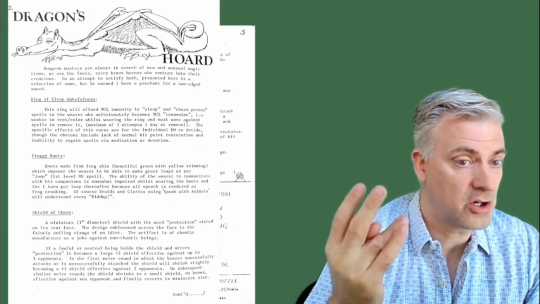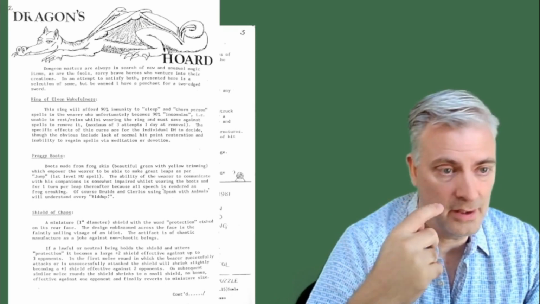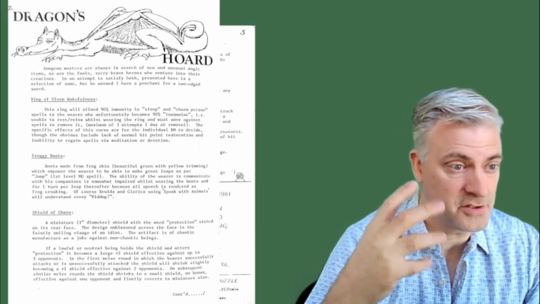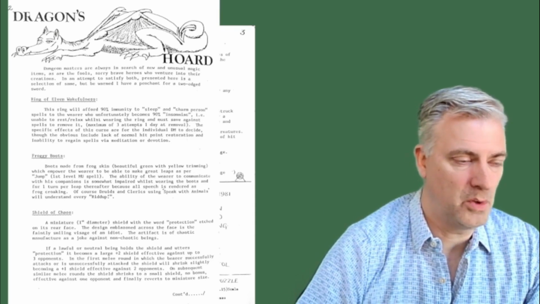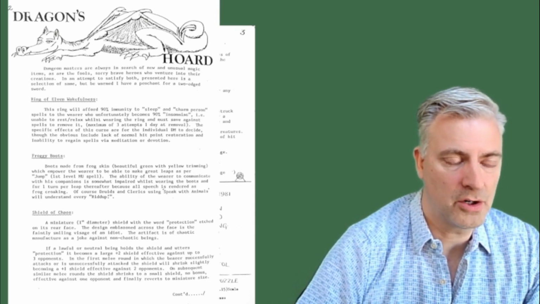And it is treated as a cursed item. You can't get it off unless you make a spell. They'll let you make a save versus spells to be able to remove it. I don't know. Maybe that's okay. Maybe you require a clerical remove curse.